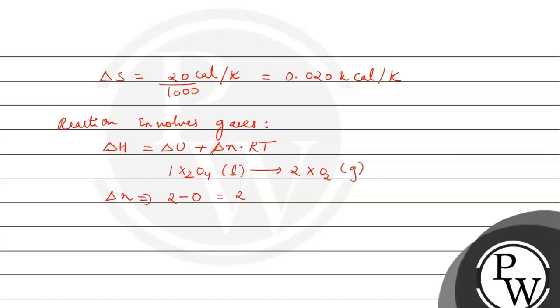Now, let's calculate delta H. For that, we also need R. Let's take R as 2 calorie. It's a gas constant, 2 calorie per mole per Kelvin. We also have to convert this into kilocalorie, so divided by 1000. So value will come as 0.002 kilocalorie per mole Kelvin.